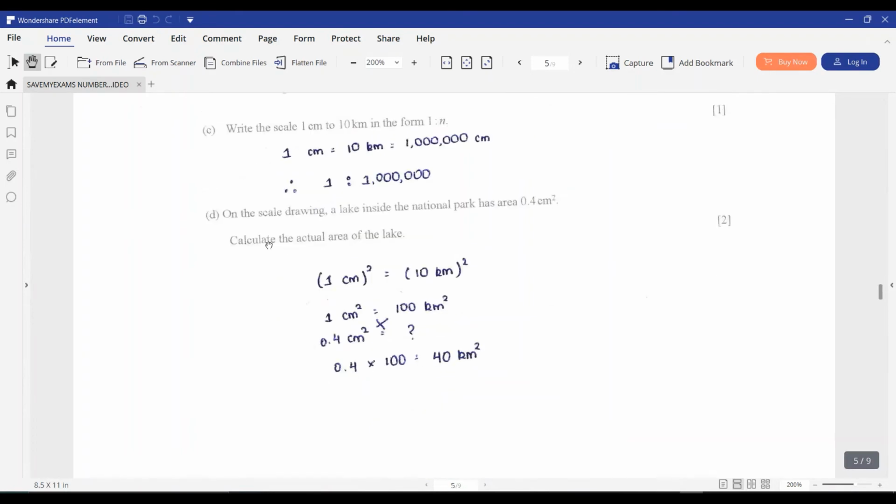On a scale drawing, a lake inside the national park has area 0.5 centimeters squared. Calculate the actual area of the lake. So you would rewrite the scale. 1 centimeter is 10 kilometers. Square both sides to get an area scale. So that would give us 1 centimeter squared is 100 kilometers squared. So put 0.5 centimeters squared over here and cross multiply. We should get that the actual area of the lake is 40 kilometers squared.